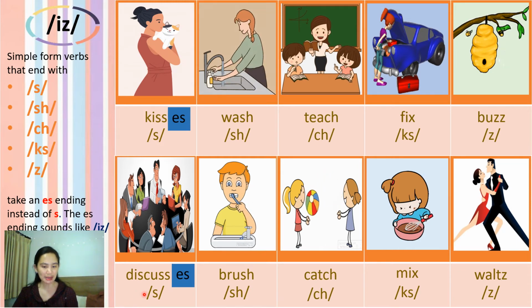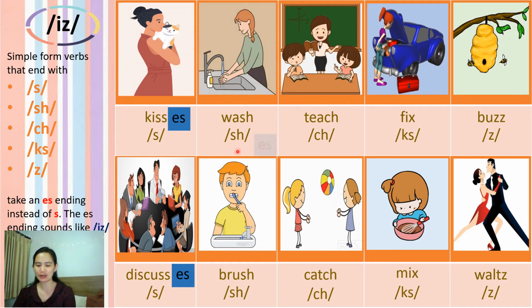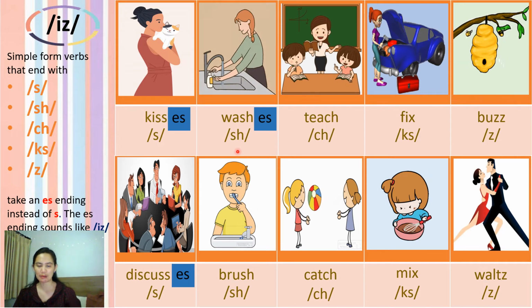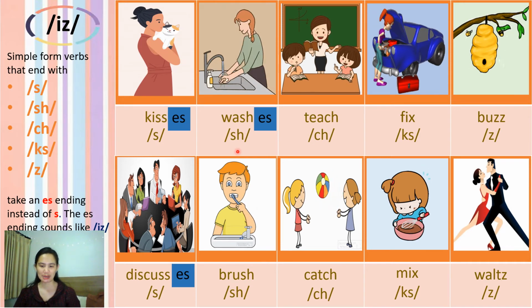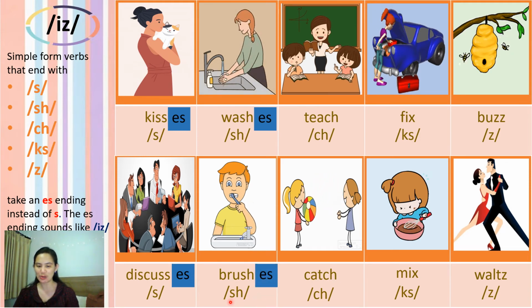Again, discusses. Next word, wash. Wash. The last sound is sh. Now if you can hear that sound, you're going to add es to make it into a simple present tense. So you're going to read the word as washes. Again, washes. Next word is the word brush. We hear again the sound of sh at the end. Sh. So we're gonna add es to make it into a simple present tense. So we're gonna read the word as brushes.